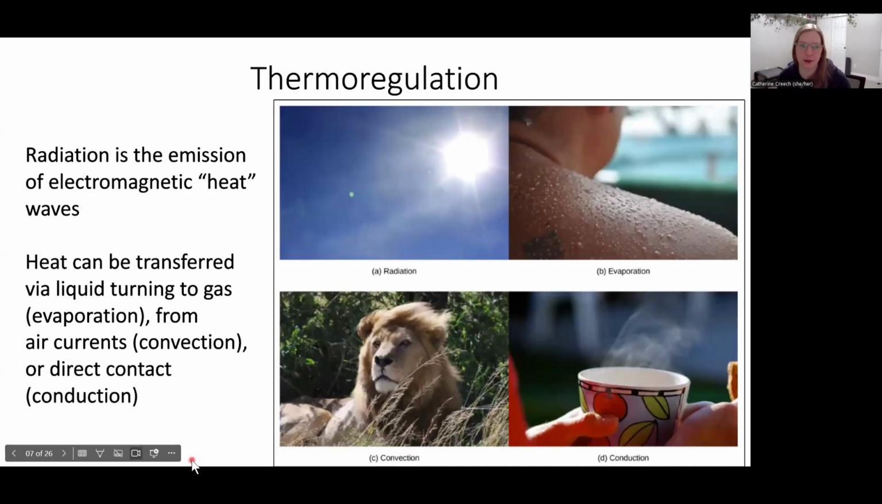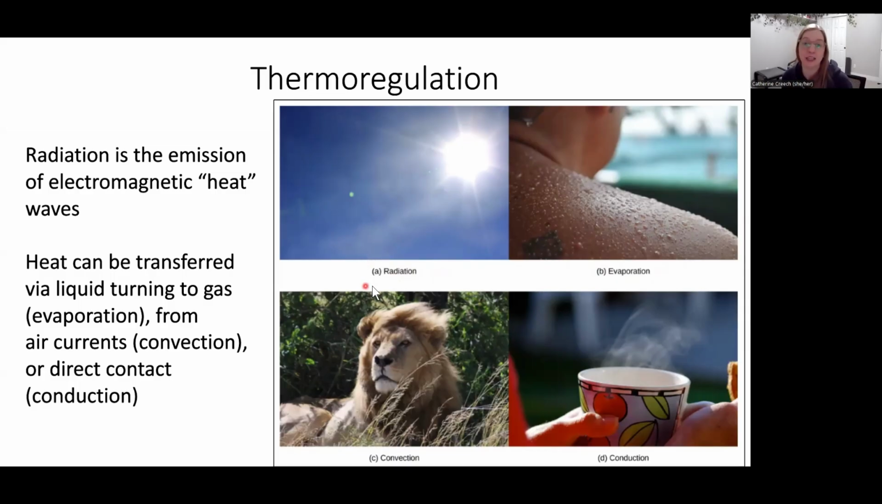Now, for thermoregulation, there's a couple ways that we can get rid of or store heat. If we're going to try and get rid of heat, we're going to use evaporation. This is why our bodies sweat. So evaporation is removing heat when you transition this liquid water from your body to a vapor that pulls heat out of your body. So that's evaporation.